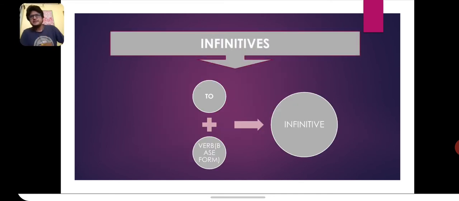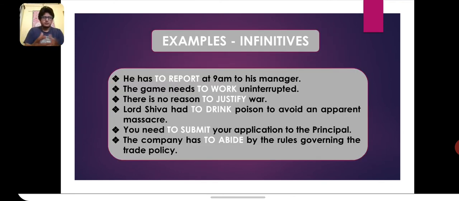Infinitives. This is the easiest one to deal with. The moment you use a word called "to" followed by a verb, so the verb will always stand in its base form, that is the simple present form, the verb itself, right? So let's see a few examples, and this type of combination is known as the infinitive combination.